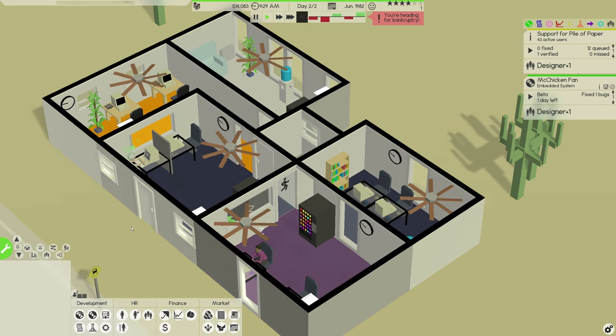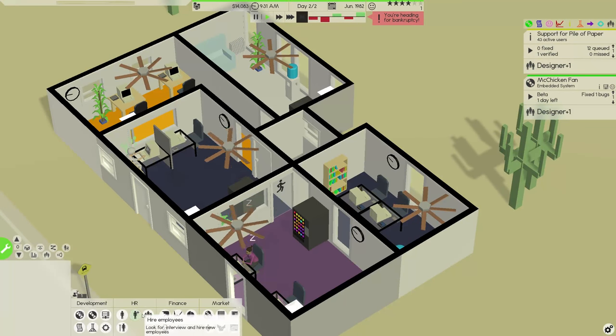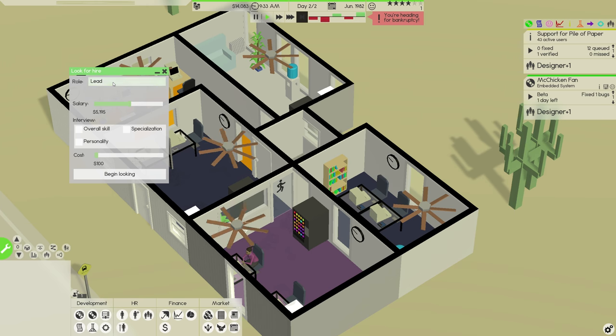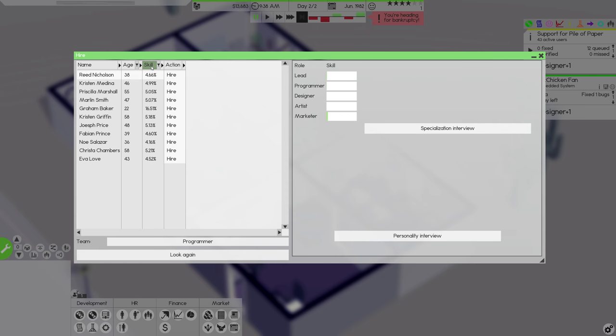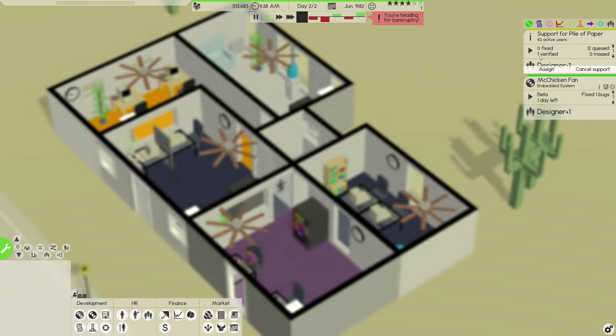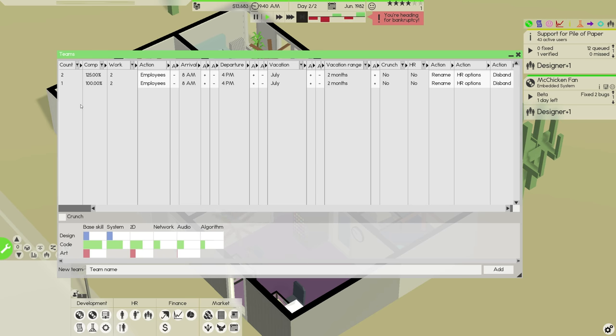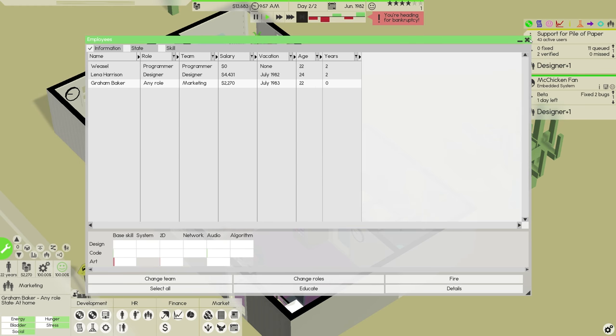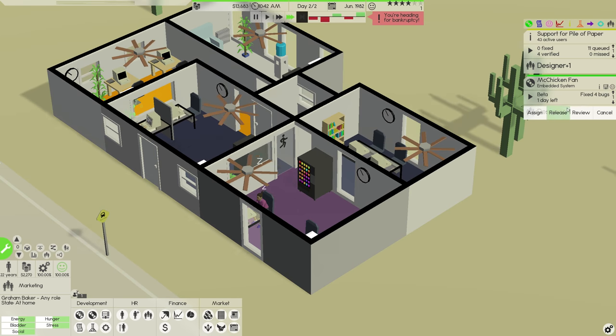But I don't think I want to hire a marketing person. I could always look for a marketer with a lower skill and salary, and just hire someone with mediocre skill. Graham. That's fine. How about Graham? I'm going to hire you, awful person, and make a quick new team. He's decently cheap, 2,200. I think we can afford that.